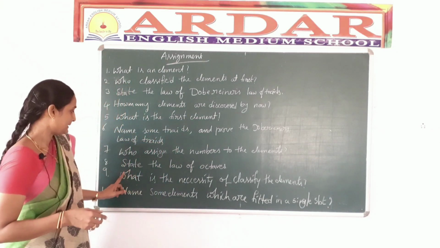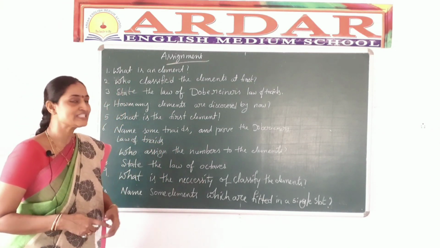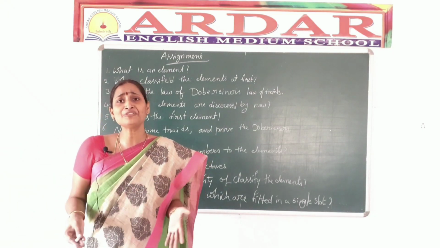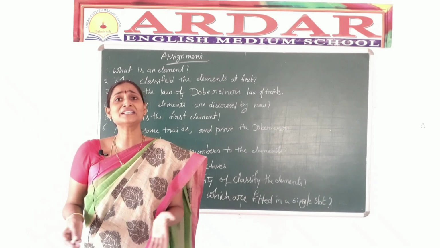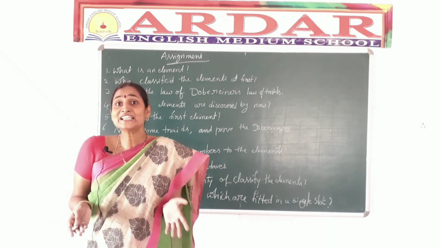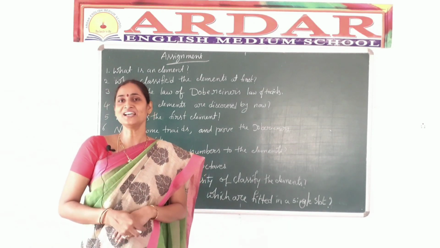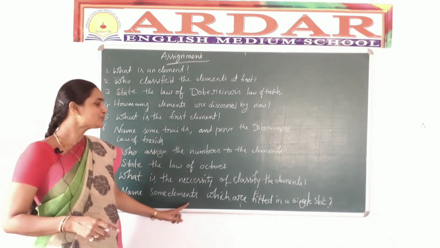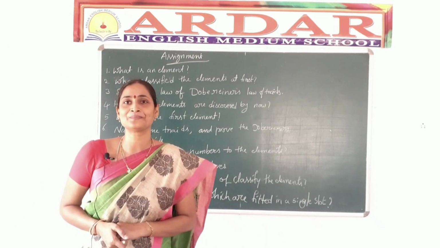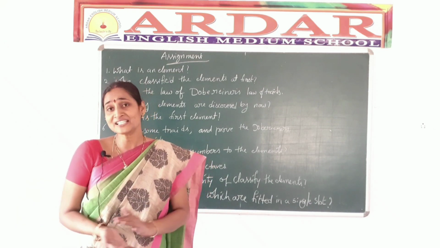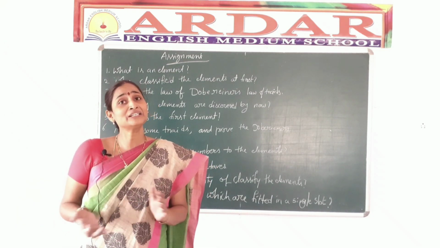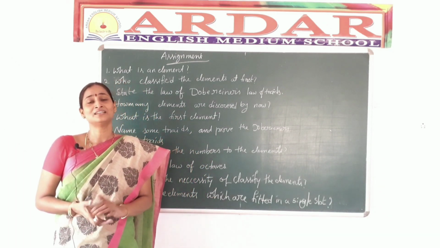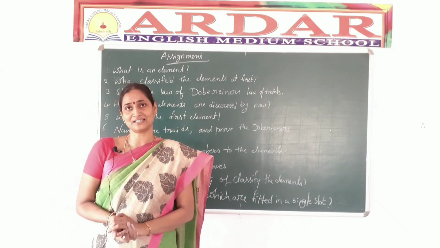Next, what is the necessity of classifying the elements? As the number increased, it is very difficult to remember the properties of elements and their compounds. So it is very essential to classify the elements according to their properties. Name some elements which are fitted in a single slot. Cobalt and nickel are fitted in a single slot, and platinum and iridium are also fitted in a single slot. These are some examples of elements fitted in a single slot.